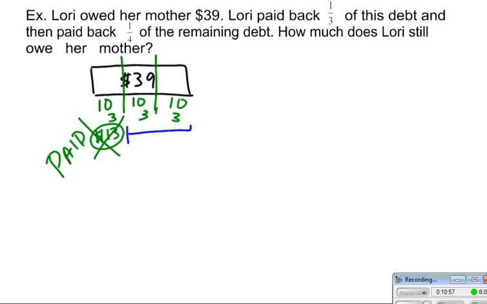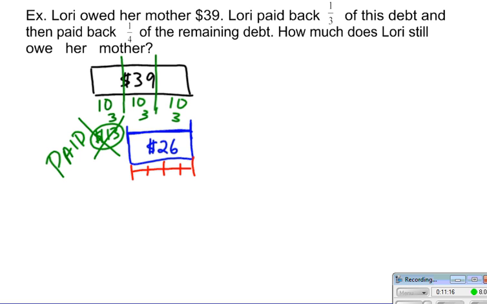So now she owes her mom this $26. So this is what she has to pay back still. The second part says she then pays back 1/4 of this debt. So that means we need to take the $26 and split it into 4 groups.